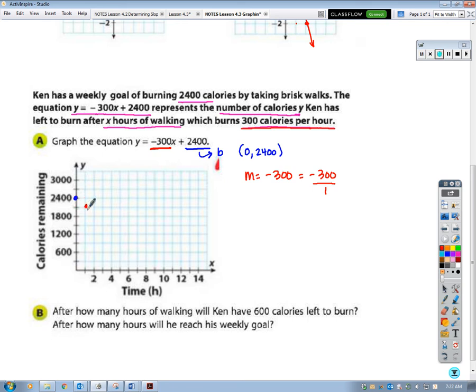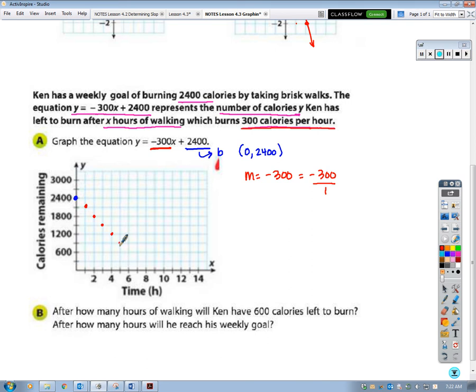So after 1 hour, he should be at 2,100, right? And I didn't have to do any math for this because I know that each one of these units represents 300, right? So I should just be able to go down 300 and over 1 hour, down 300 and over 1 hour, down 300 over 1 hour.